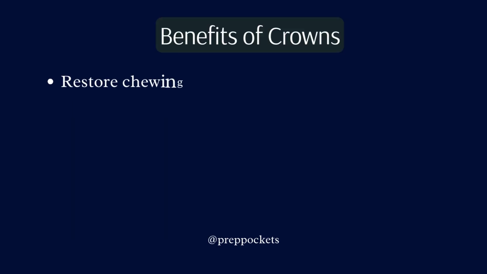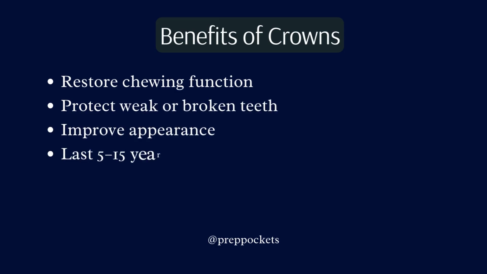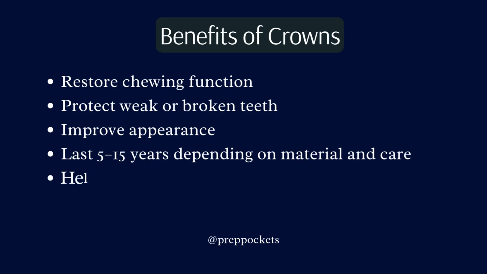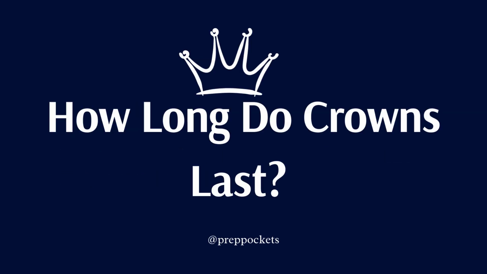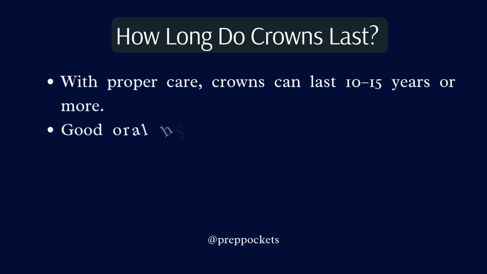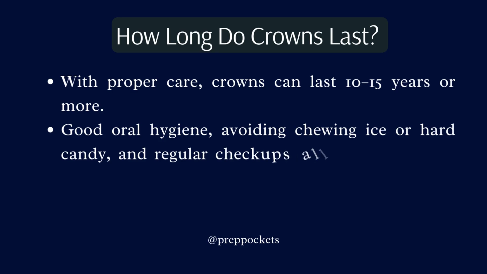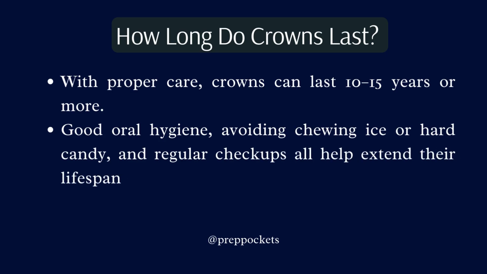The main benefit is that it restores the patient's chewing function. It provides protection and strength to the weakened tooth structure. It improves aesthetics and helps in tooth alignment. The most asked question by patients is, how long does a crown last? With good care, crowns can last 10 to 15 years and sometimes even longer. Brushing, flossing, and avoiding poor functional habits like chewing on ice or grinding teeth can help extend their life.